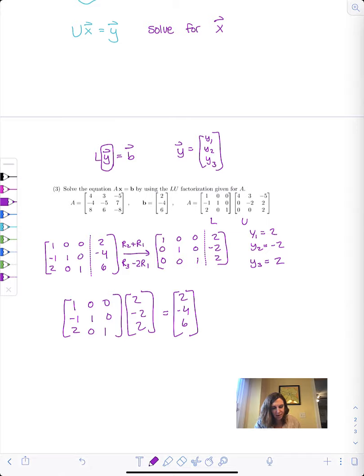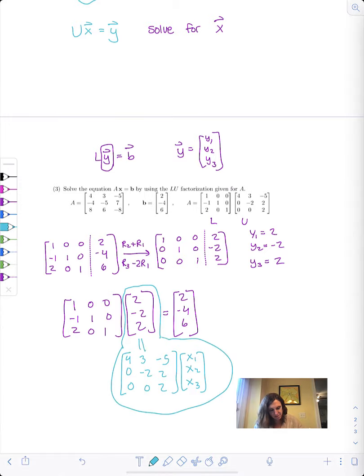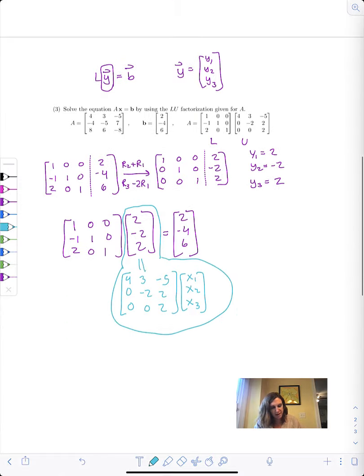And so now we just want to pull out this part, which is really supposed to be our U times x. And so we need this U times x to equal that 2, negative 2, 2. So again, we can do an augmented matrix.